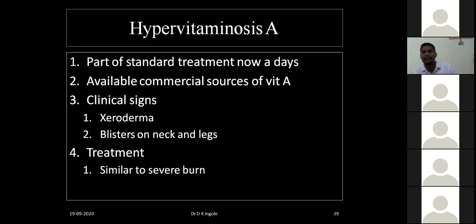If it is hypervitaminosis, what are the clinical signs? The first sign is xeroderma, then blisters on the neck and leg, because if you give a sudden dose of vitamin A, that cannot be stored and metabolized in the liver. So that will cause toxicity, and symptoms will be like a burning sensation. So treatment is similar to severe burns. Give crystalloid fluid therapy, which will help in hypervitaminosis, and it will take 3 to 4 months to recover in case of hypervitaminosis A.